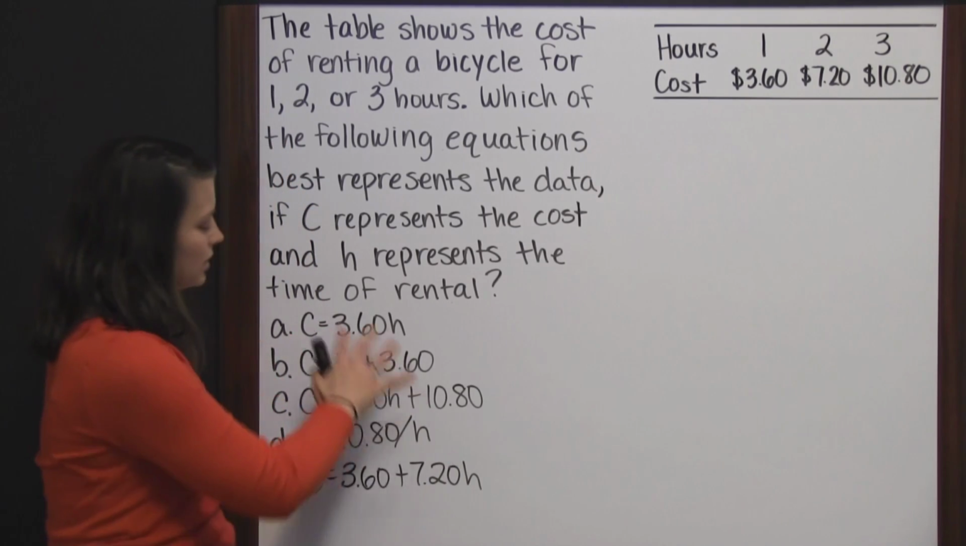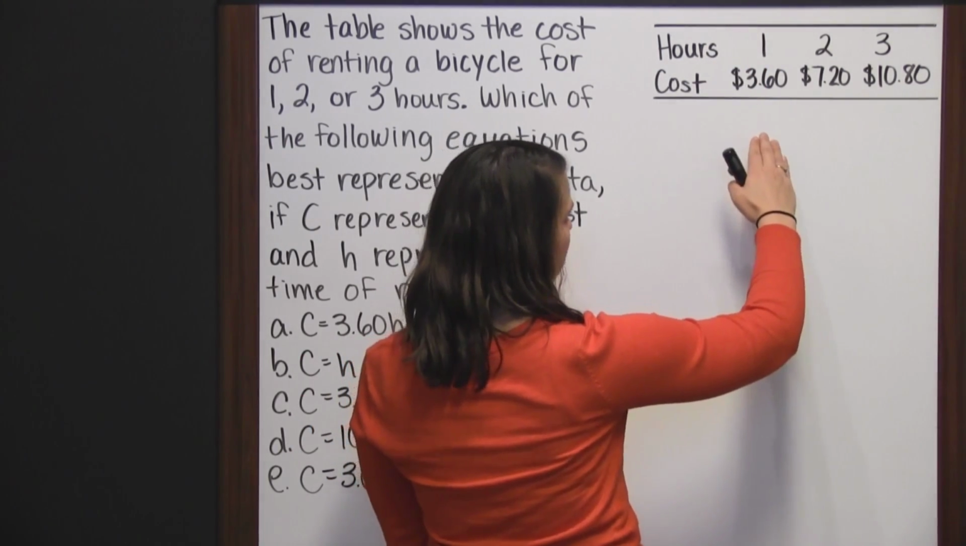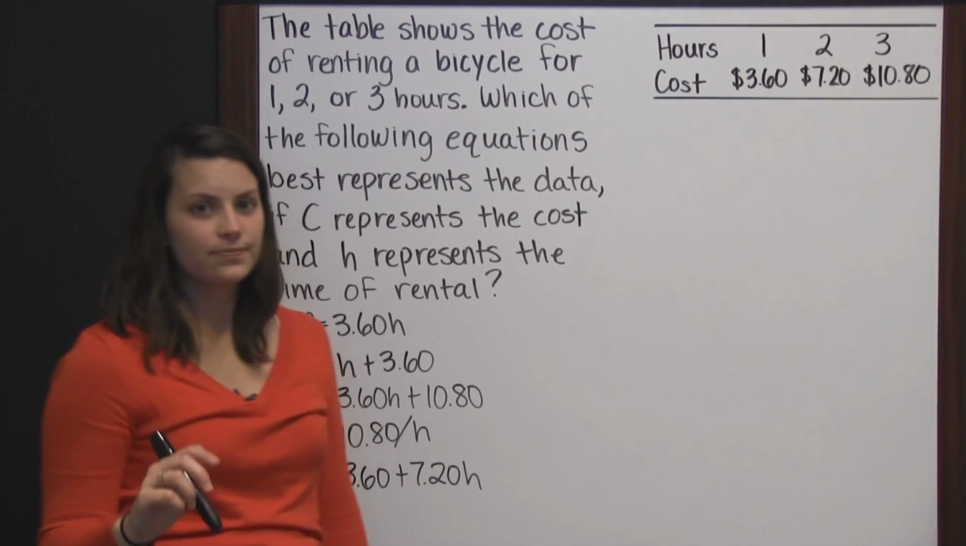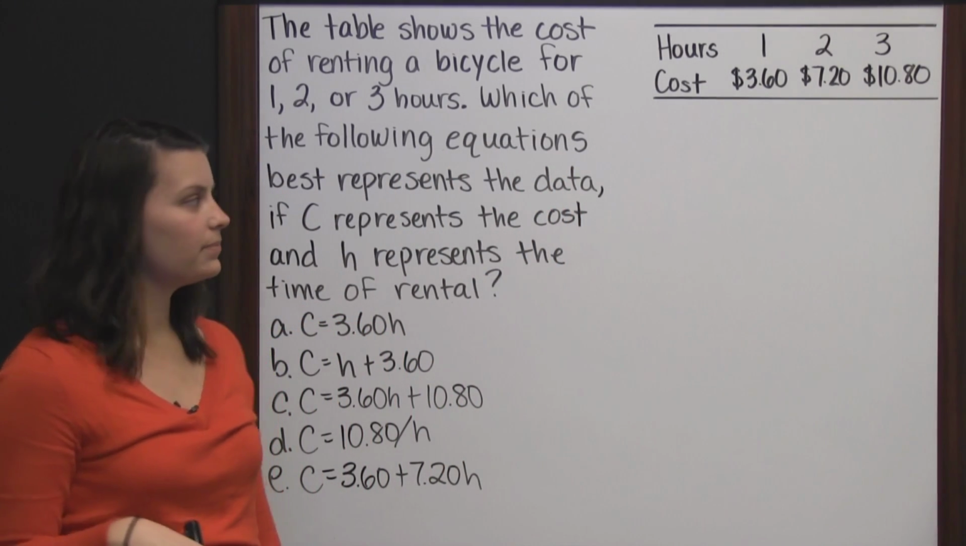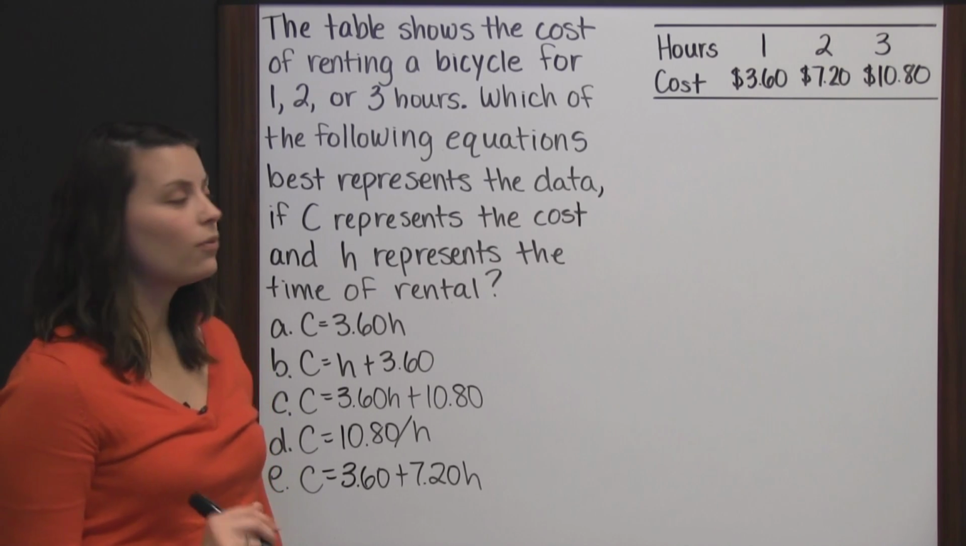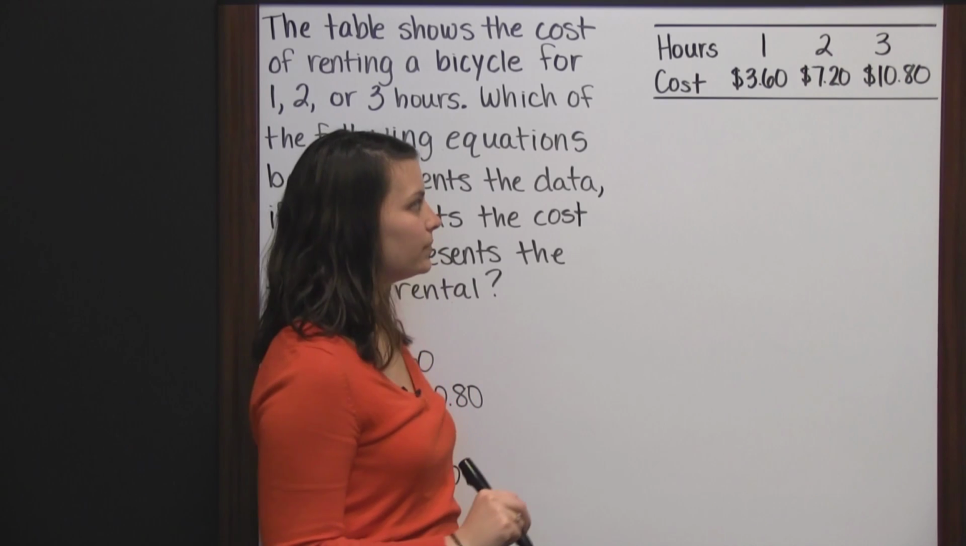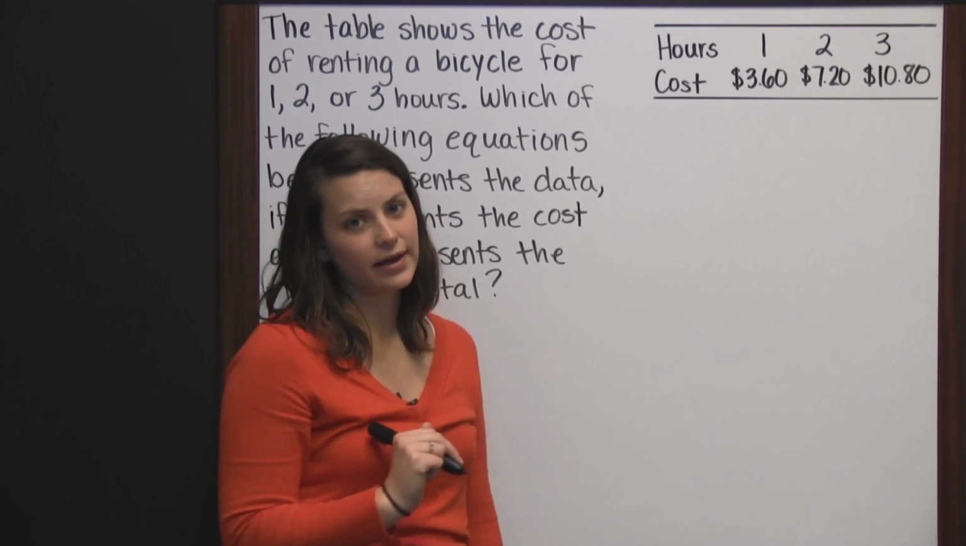Because sometimes an equation will work for one set of data, but not for the other two. So you should test it on all of them. However, I'll show you how to solve this problem if it weren't multiple choice. So we're going to write our own function rule using the data.